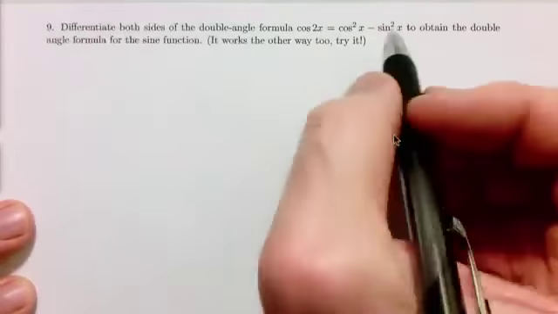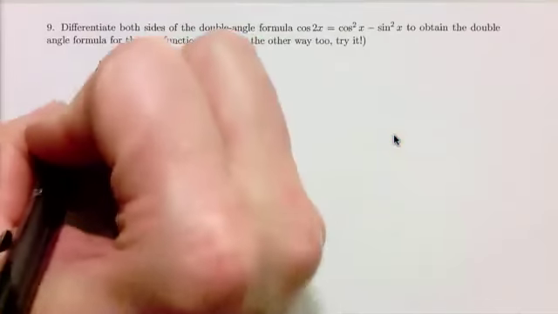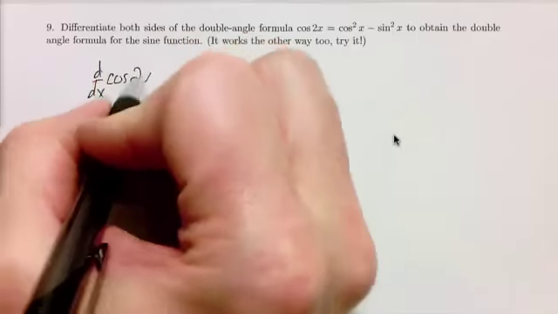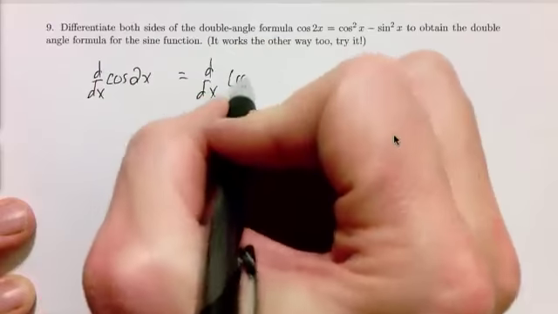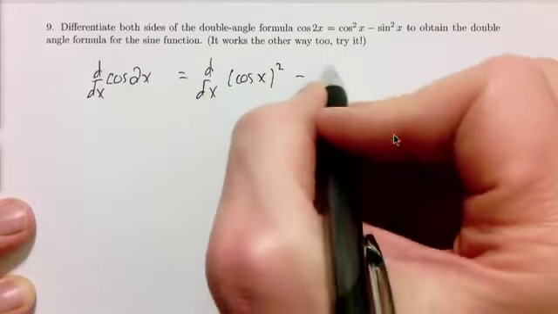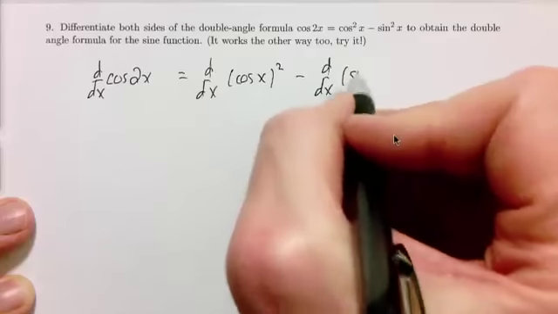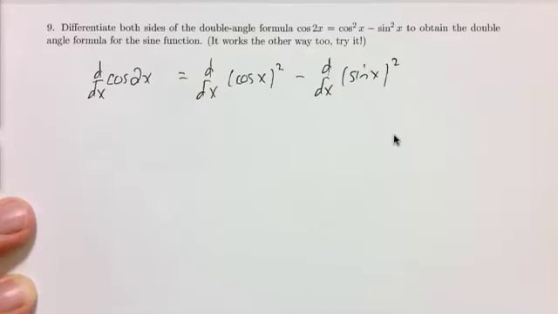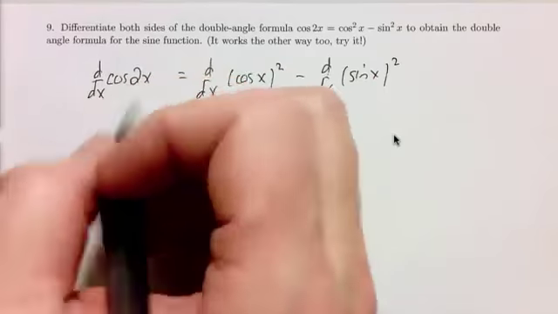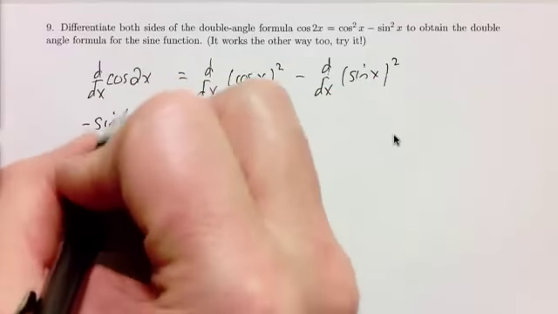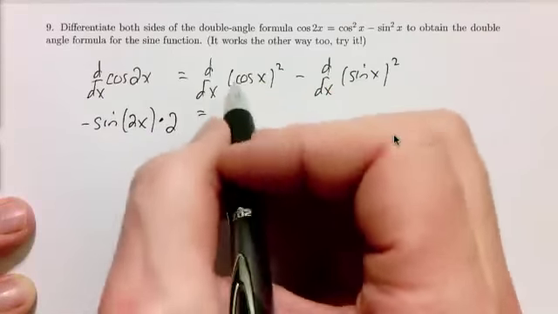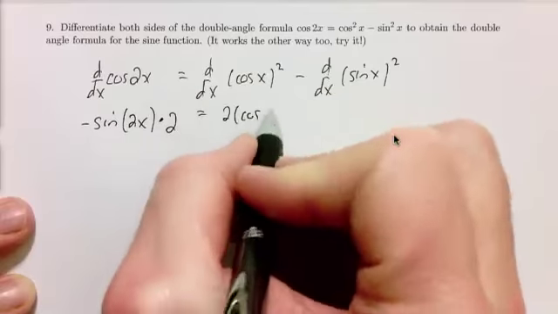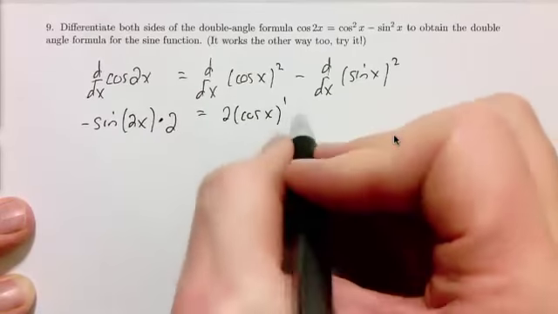All right, here we just want to take the derivative and apply it to both sides. Requires using the chain rule. Derivative of cosine of something is minus sine of that something. Leave the inside alone, multiply by the derivative of the inside. Derivative of something squared is 2 times that something to the first power times the derivative of the inside, minus sine of x.